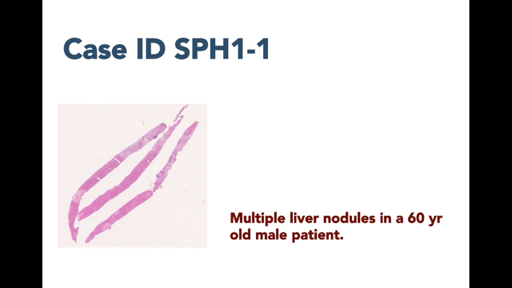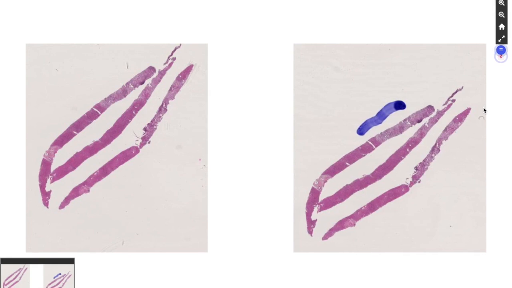This is the case of multiple liver nodules in a 60-year-old male patient. I must confess it is a really difficult case, but the slides were really nice and really typical, and that's why I included this case in the seminar. So now we'll go to the digital slide. Let's see this first case.